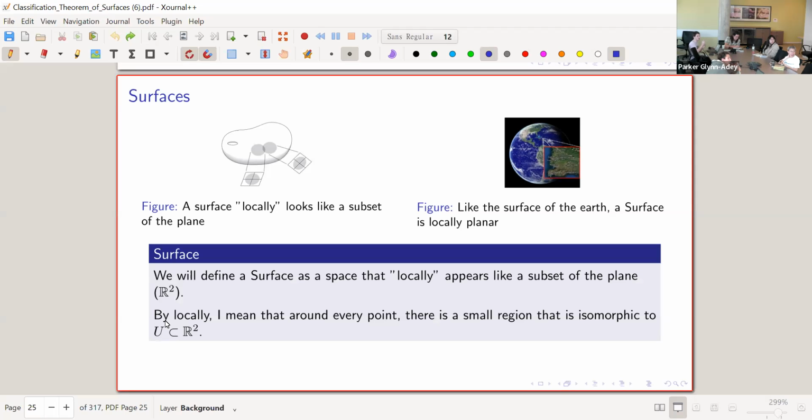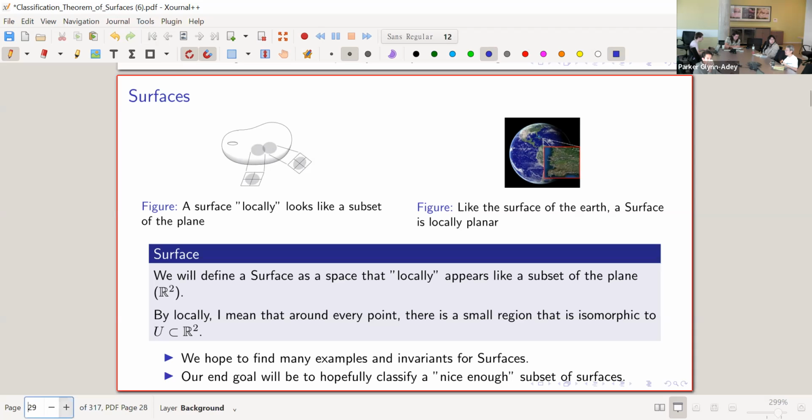So there's a small region U around every point that is isomorphic to the plane. And I'll go into what we mean by an isomorphism in the context of surfaces soon. But just for now, think of isomorphic to some subset of R2 as just being, oh, it looks like the plane locally. So these are going to be the objects we want to classify, or at least a nice subset of them we're going to classify.